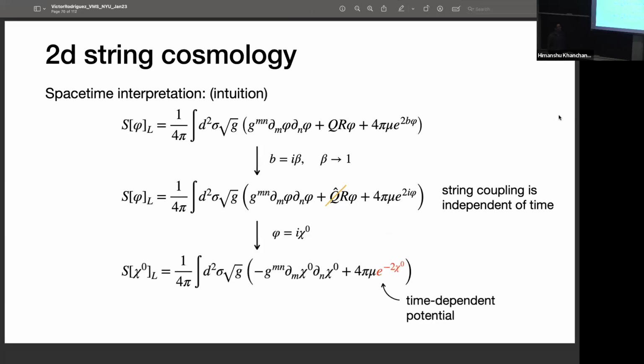But then you want to go to timelike signature, so you rotate in field space to get to the timelike signature. Now, if you follow what happened to the potential, it became an exponential potential like this. But since it's of the timelike signature, this is the field that we interpret as the time coordinate of space-time.